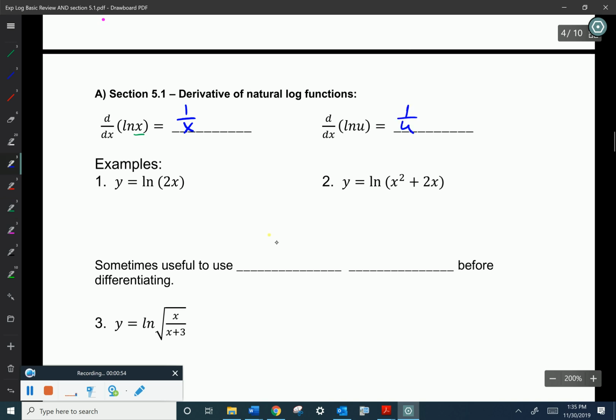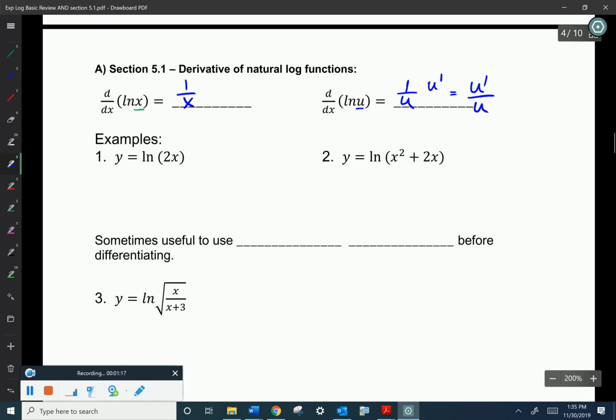But the chain rule would then say, well, times the derivative of the inside. Well, the inside is u. So if the derivative of u is u prime, then basically we're saying the whole thing comes out to be u prime over u. So in other words, whatever you're taking the natural log of, the derivative is going to be the derivative of the inside over the whole thing.